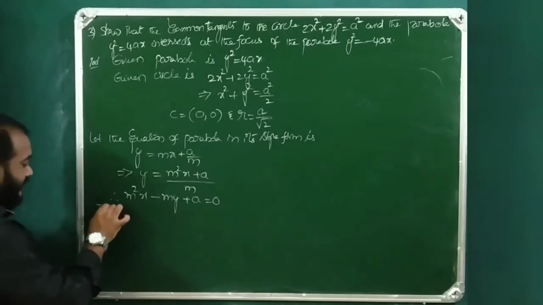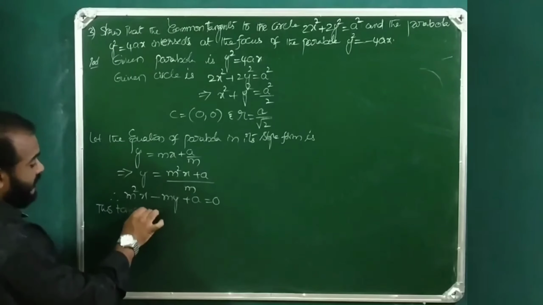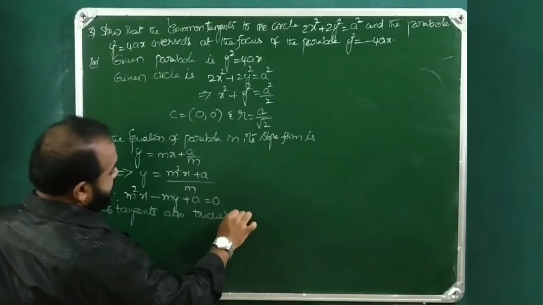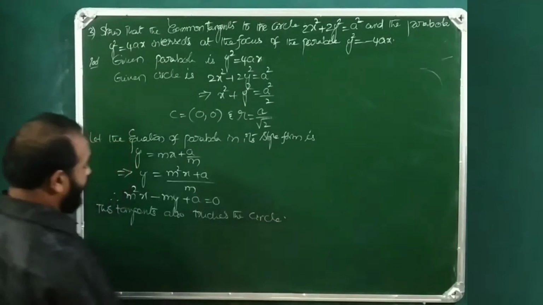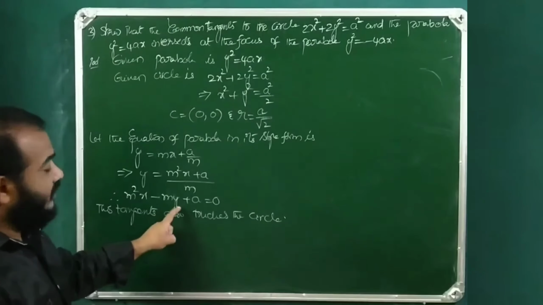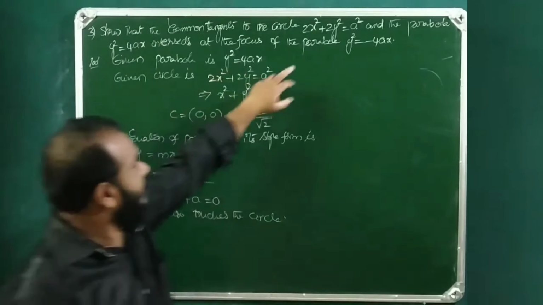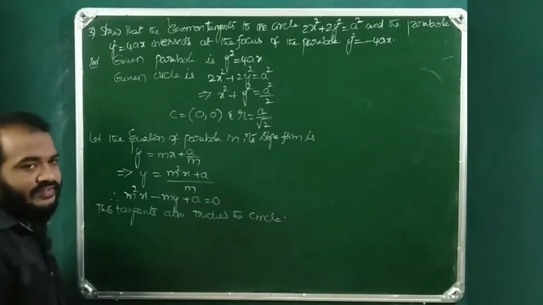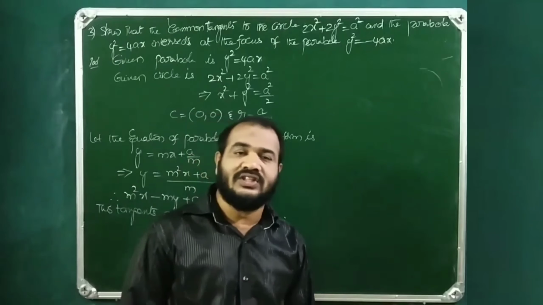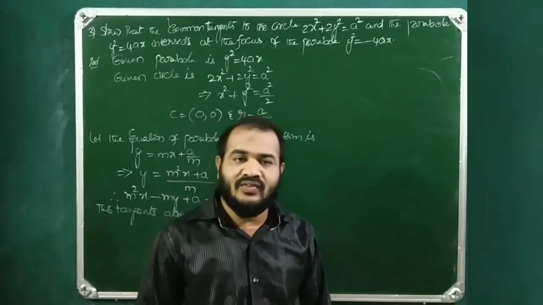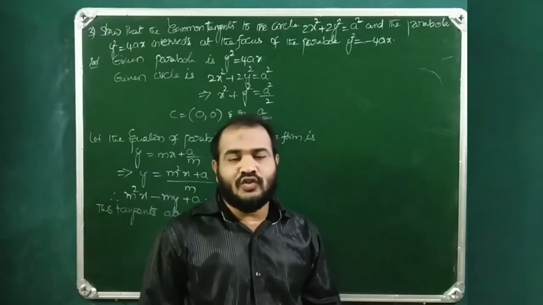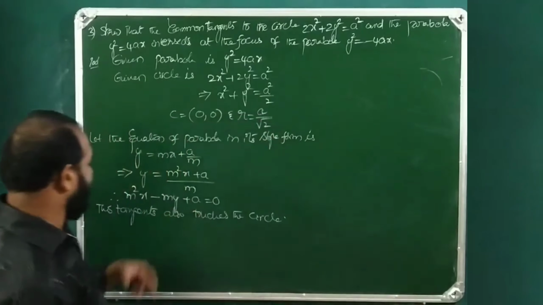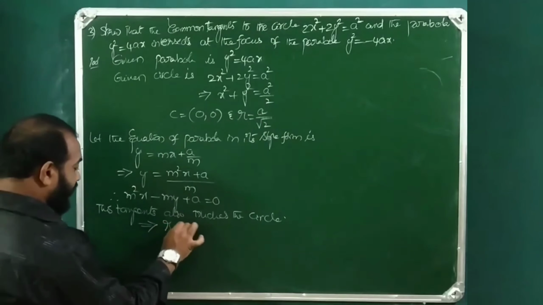So this tangent also touches the circle. How do we know? Because this is also the common tangent of the circle. That means this tangent also touches the circle. So what is the condition for a line to touch the circle? R equals D. R is the radius of the circle and D is the perpendicular distance from the center of the circle to the line that we get. So that implies R equals D.